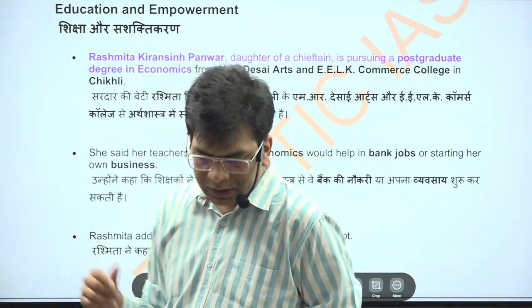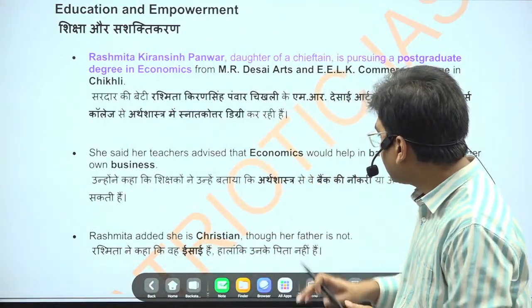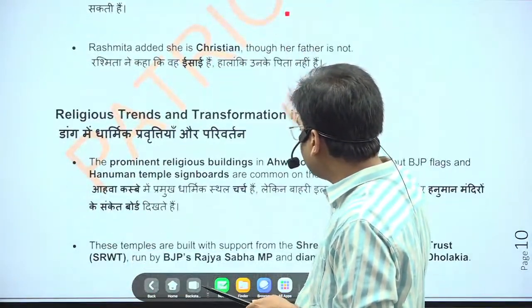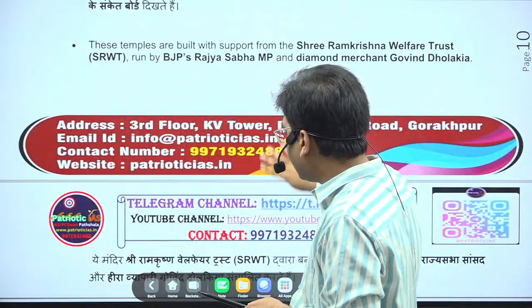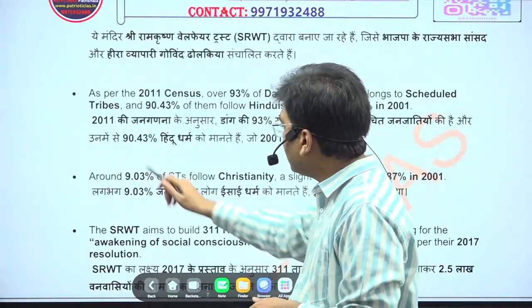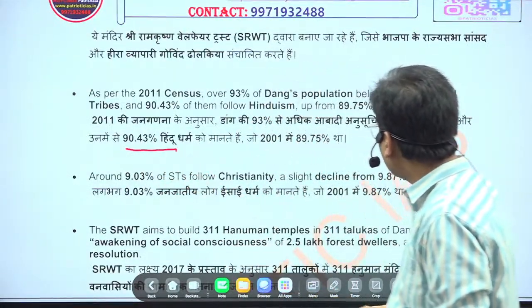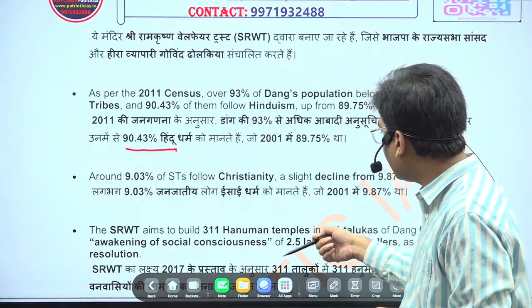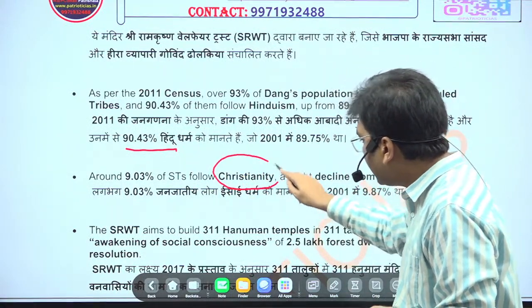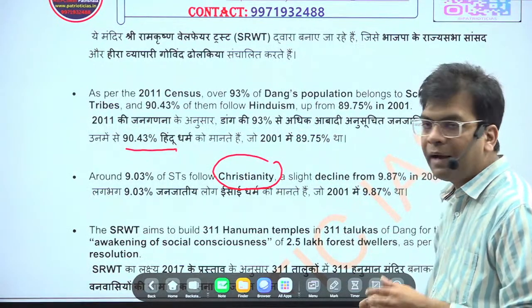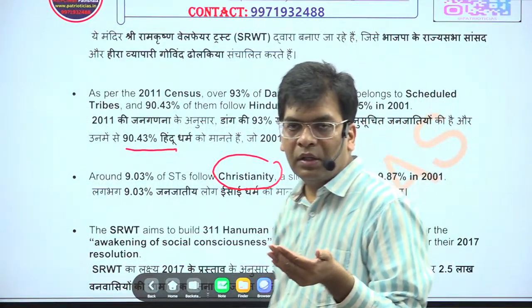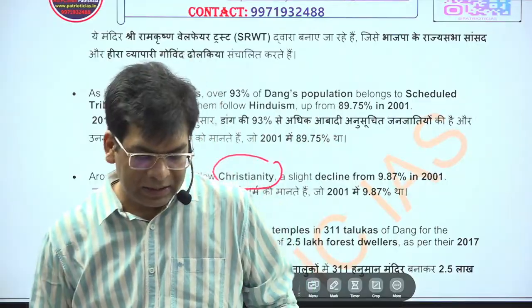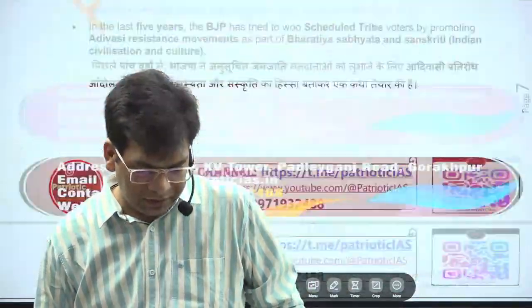Here one of the examples is given: what is the religious condition of these hills? Most of them are still under the Hindus, and about 9% are under Christianity. And here it is also mentioned that they have lost their main religion, main belief system and customs.